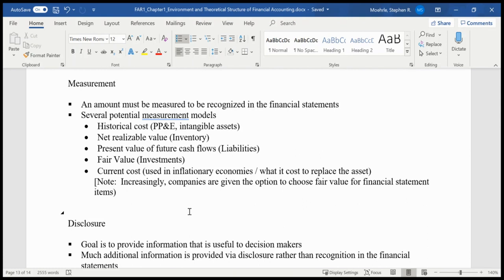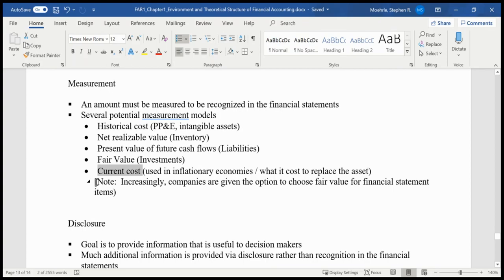The present value of future cash flows. We're going to talk about that later in this course, and you'll talk about it a lot in financial accounting and reporting too. Another basis of measurement. And then fair value. Fair value is associated with investments especially. You'll see when that is used as the measurement basis. And then there's also a current cost measurement basis. This is used in special circumstances, such as inflationary economies. It involves what it costs to replace the asset.